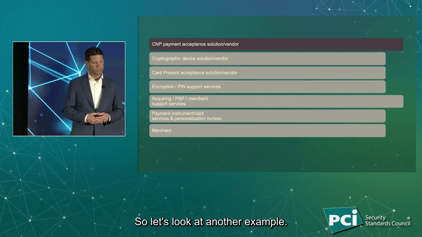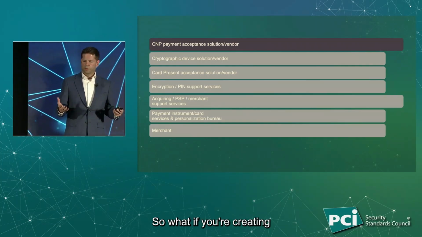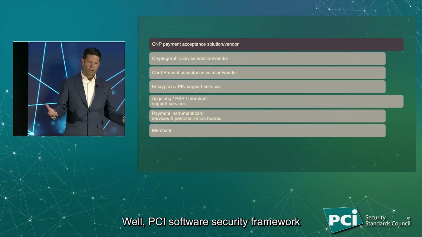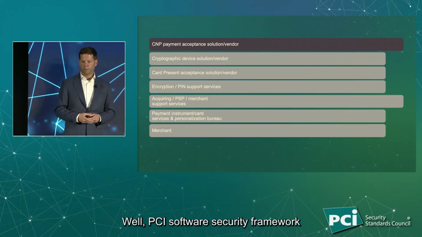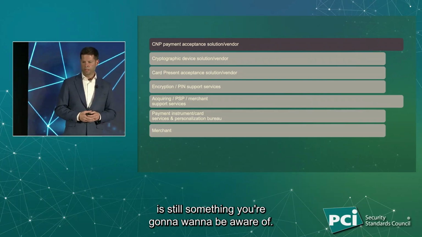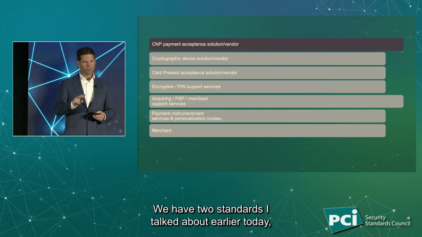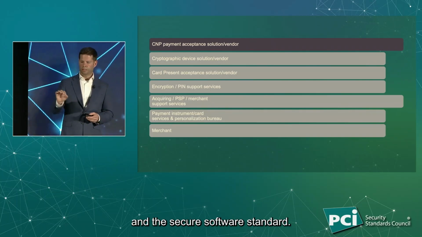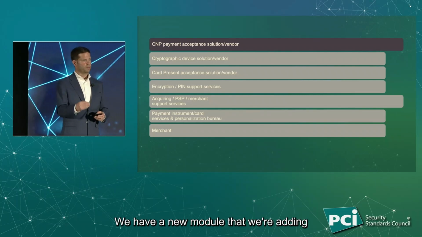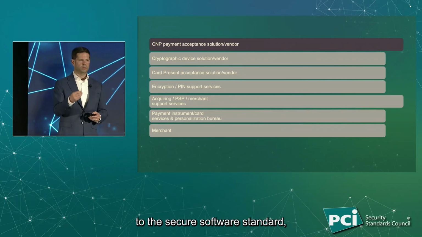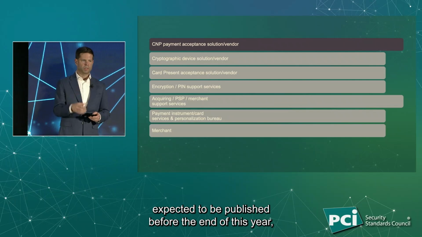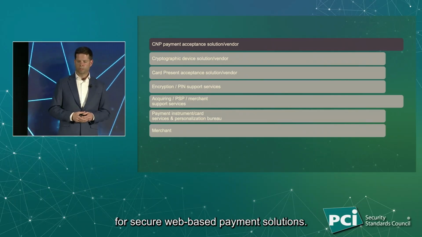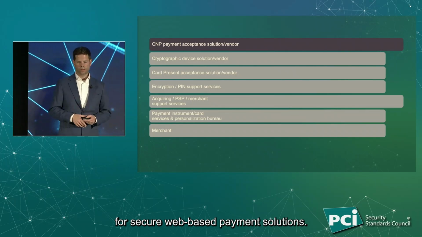So let's look at another example. What if you're creating a card not present acceptance solution? Well, PCI software security framework is still something you're going to be aware of. We have 2 standards I talked about earlier today, the Secure Software Lifecycle Standard and the Secure Software Standard. We have a new module that we're adding to the Secure Software Standard, expected to be published before the end of this year. That's for web software, and that outlines requirements for secure web-based payment solutions.